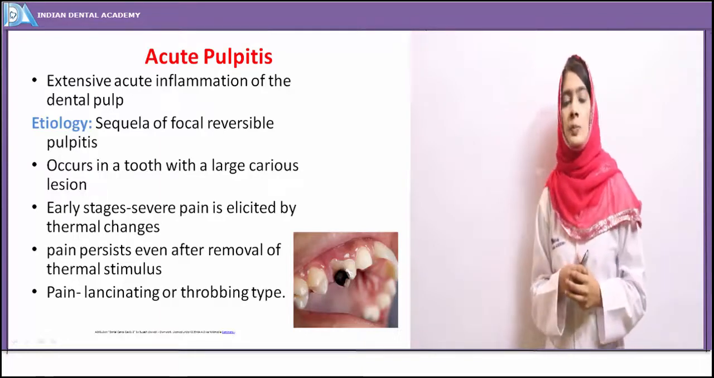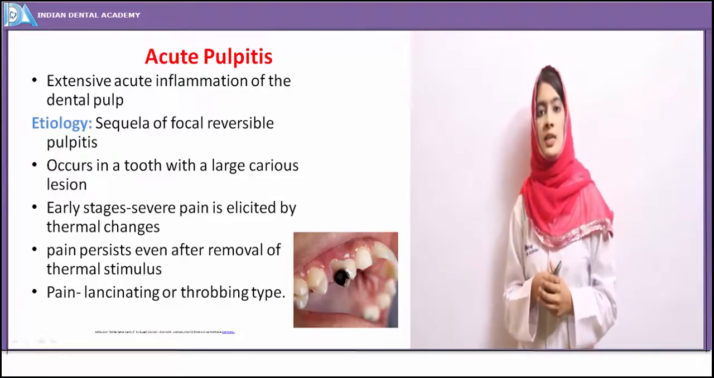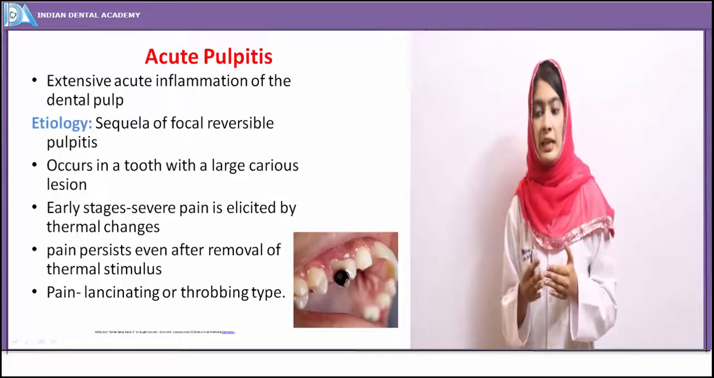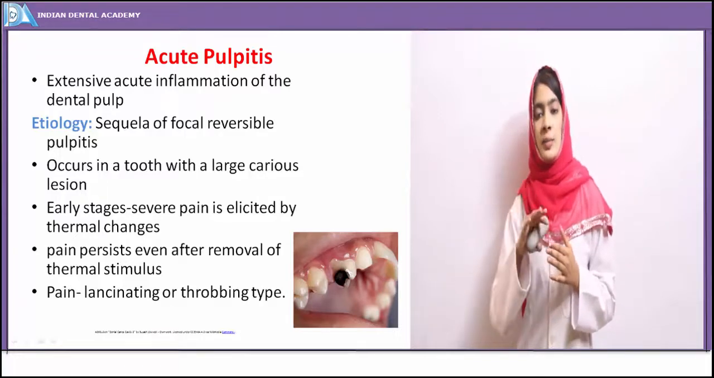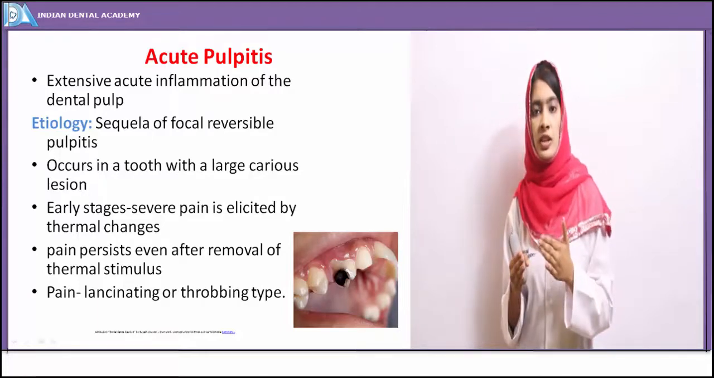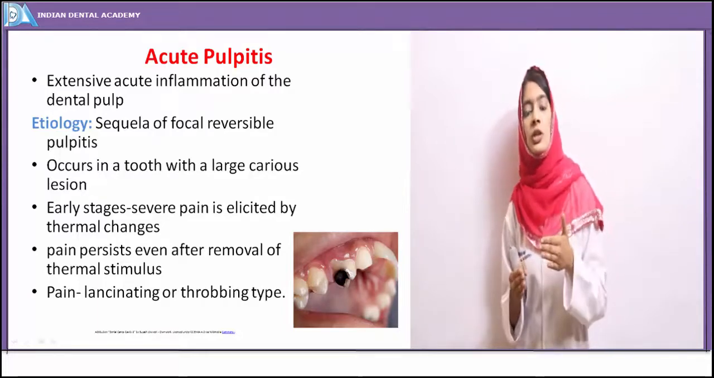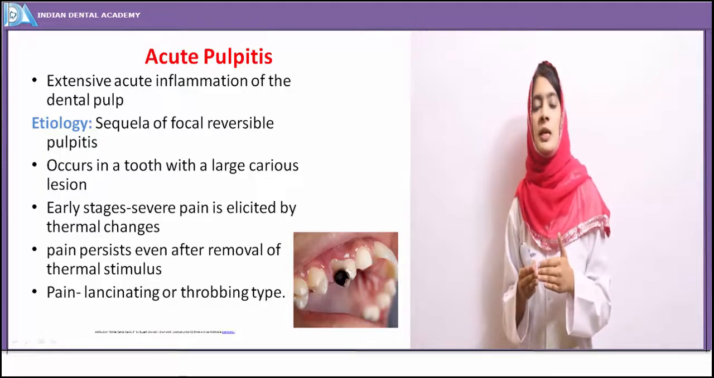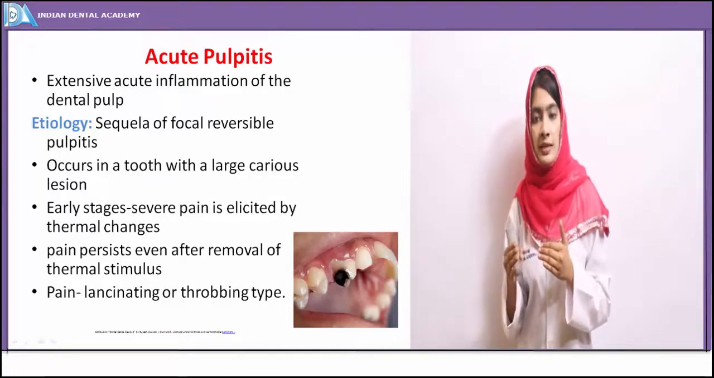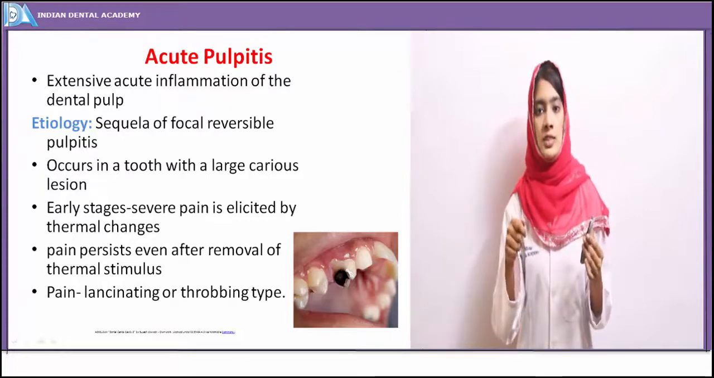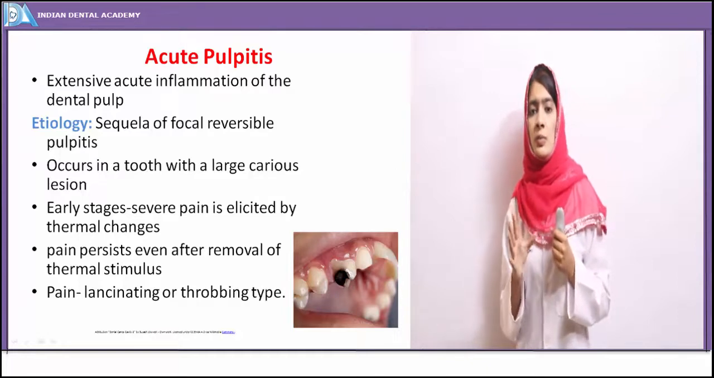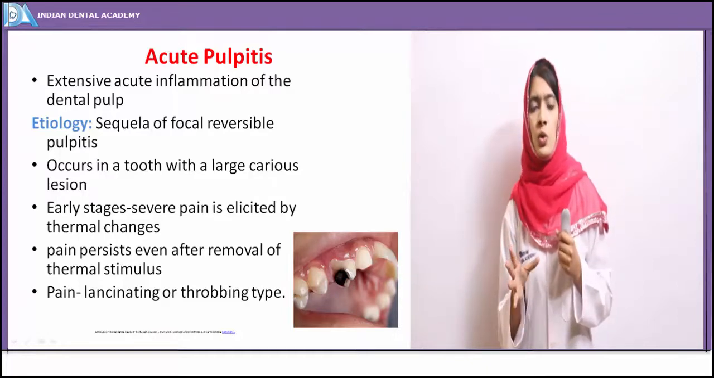Now we'll see acute pulpitis. Acute pulpitis, as the name indicates, is an extensive acute inflammation of the dental pulp. Again, the clinical features show the presence of a large, deep carious lesion or recurrent caries. Even though the tooth is restored, it shows caries beneath the restoration. The inflammation has progressed to the point that whenever you apply a thermal stimulus, the pain aggravates very severely. The patient is not able to tolerate any thermal stimulus, cold or heat.